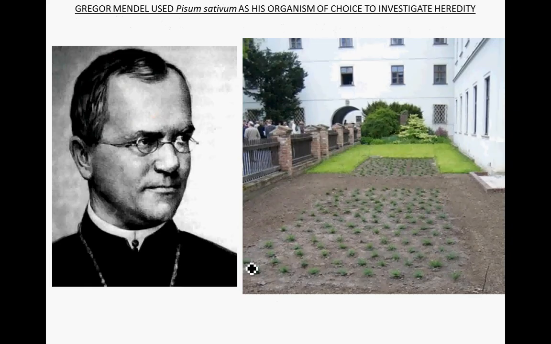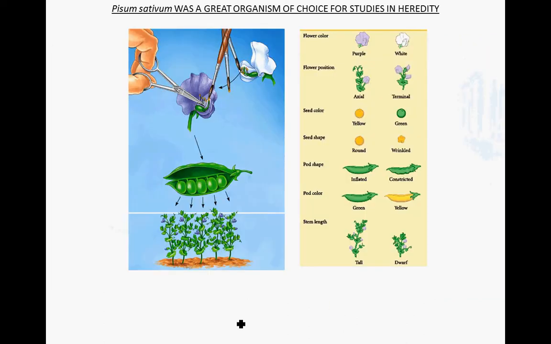Okay. So here's Mendel on the left. On the right is his abbey. He was a monk. These are his little pea plants growing in one of his gardens. And Pisum sativum made a good organism of choice because he could control the mating.